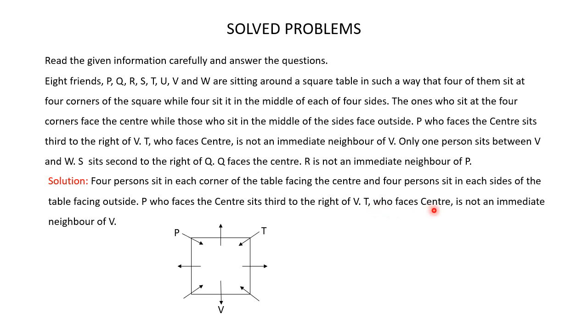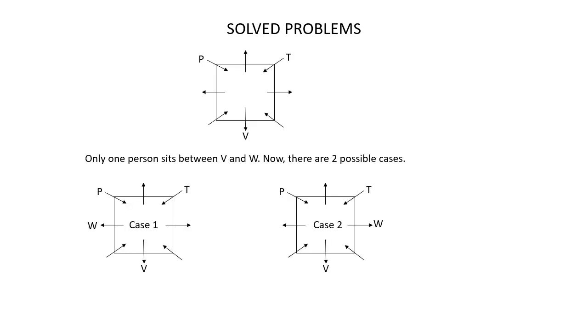T, who faces center, is not an immediate neighbor of V. So the immediate neighbors of V are this person and this person. So T cannot sit here or here. So the only position left for T is this position so that T can face the center. So mark T in this position. So now we know the positions of P, T and V. This is the seating arrangement as of now.